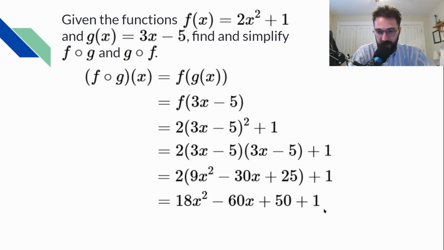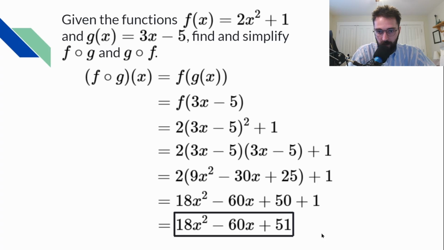So the last thing we can do to simplify this is we can combine these constants at the end, and we'll get 18x squared minus 60x plus 51. That is f circle g.